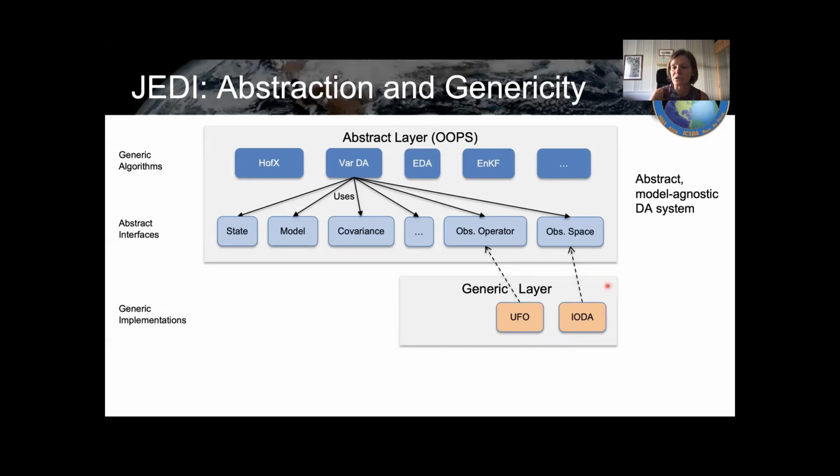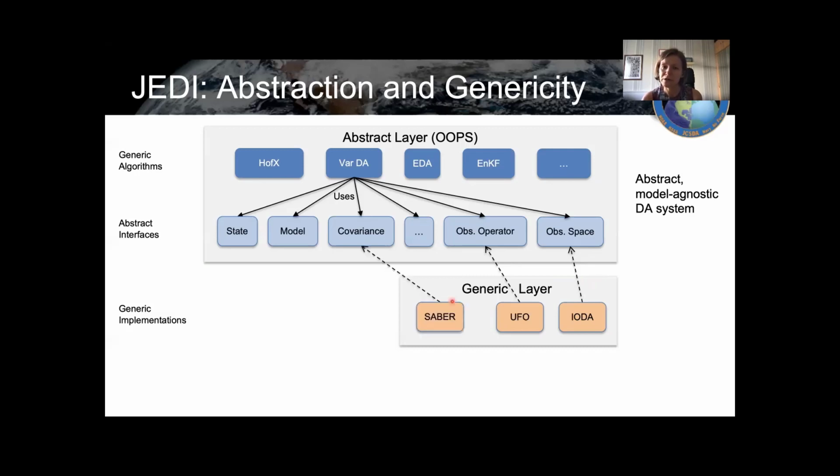The idea here is that by having these two repositories with generic implementations of observation-related stuff, we are allowing different models to use those implementations and not re-implement observation operators for each model. So this is part of this generic layer below OOPS that can be shared by different models.